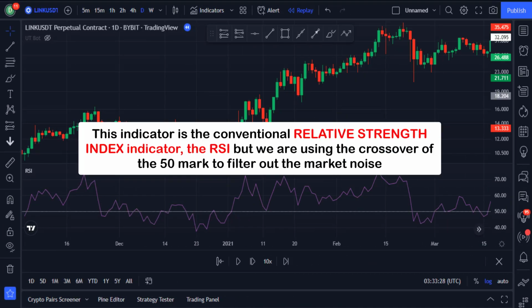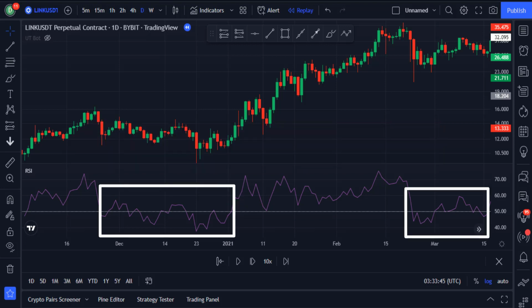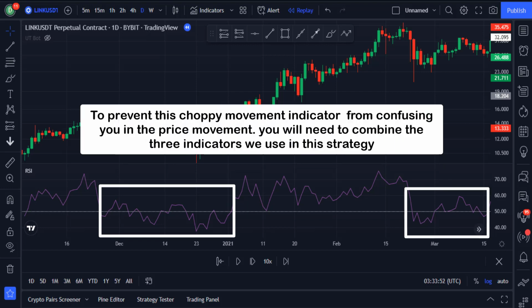This indicator is just the normal relative strength index, the RSI, but this time, we are using the crossover of the 50 mark to enter and to exit our trades. When the price crosses above this 50 mark of the indicator, you will take a long trade entry, and when it crosses below the 50 mark, you will take a short trade entry. When you see this choppy movement from the indicator, it shows price correction before price continuation, or trend reversal. This is why you need to combine all the 3 indicators to get a clear view of the market, and as well to take a trade. Now, let's look at some examples with the combination of the 3 indicators.